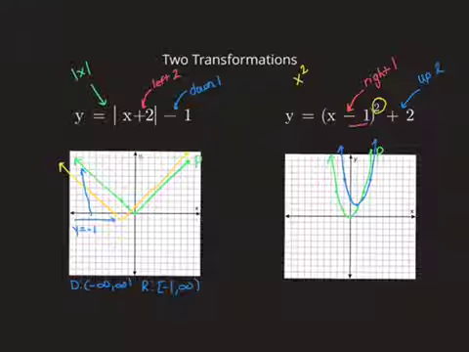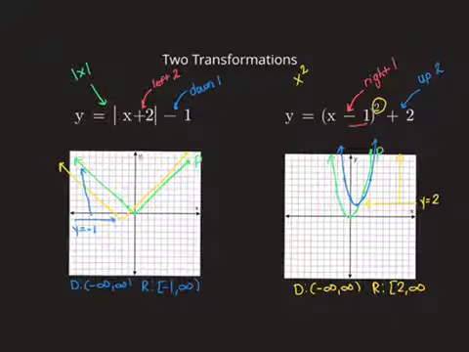Once again, my domain is not going to be affected. It's still going to be -infinity to infinity. And then for my range, you can see now my graph, the lowest y value is y equals 2, and everything is above that. So my range is from 2 up to infinity.